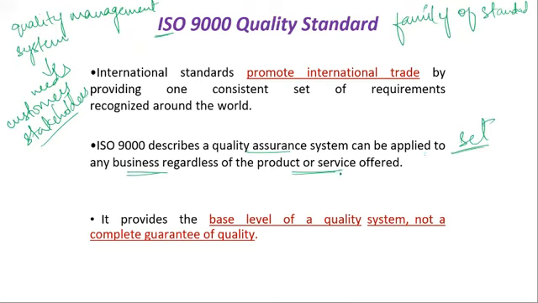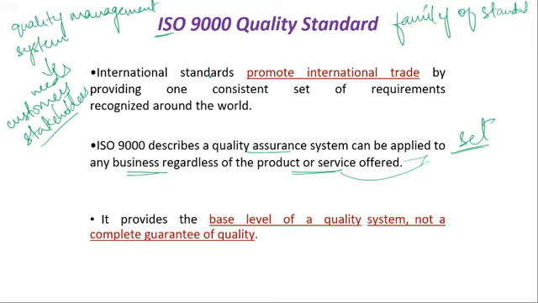If you follow this particular set of requirements when you're developing the software, then your software is going to be a high-end software, as it is following the internationally accepted requirements. It provides the base level of a quality system, not a complete guarantee of quality. That is, when you're following this specific standard for quality assurance, you're following some basic quality, but it does not mean that the entire quality of the product is the best. It is following some specific guidelines. It has that basic capability for the software to hold in the market.